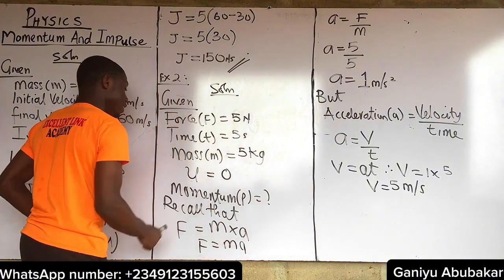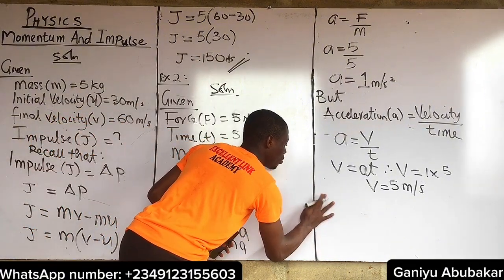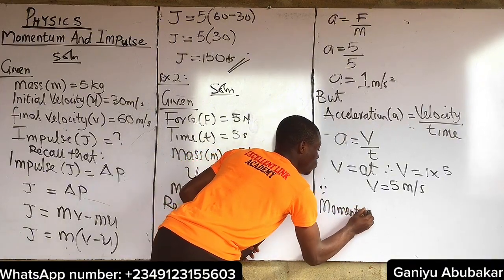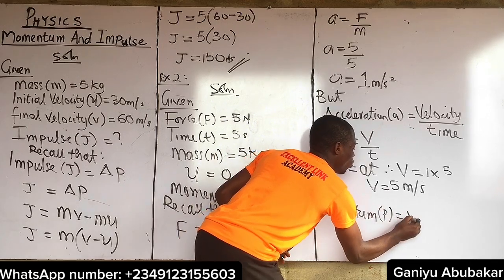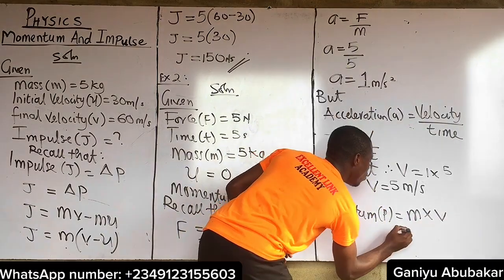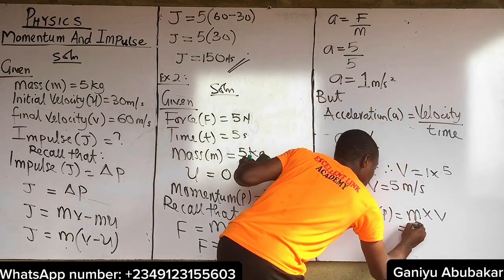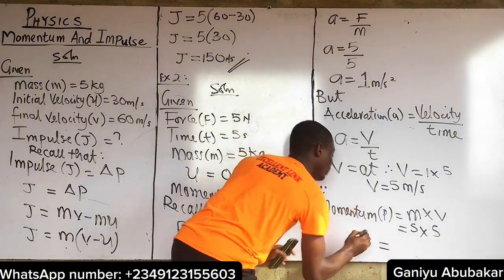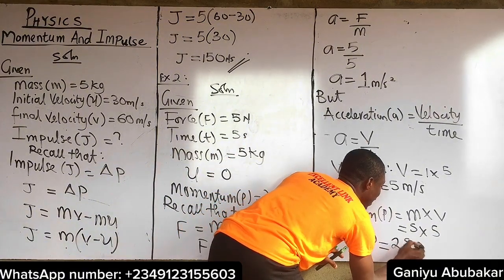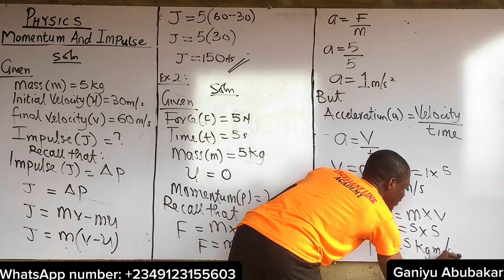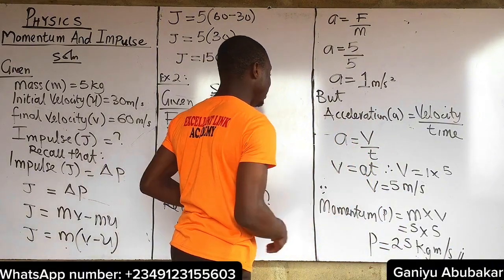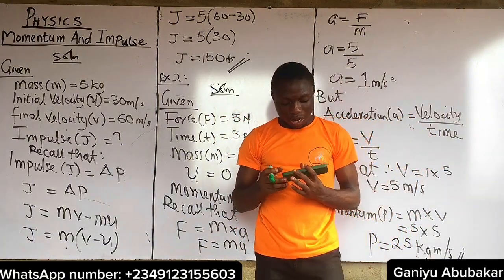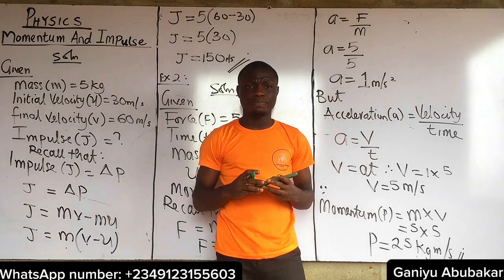So let's get momentum. Momentum now, therefore momentum, which is p, is equal to mass times velocity. What's my mass? Mass is 5, times velocity is what? 5. So my value here for my momentum p is equal to 25 kilogram meters per second as my answer after finding the momentum of this question here, as you can see in front of you.